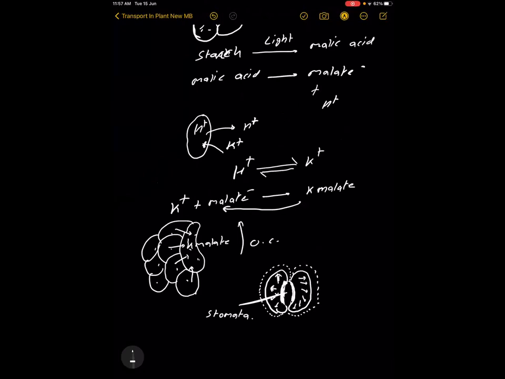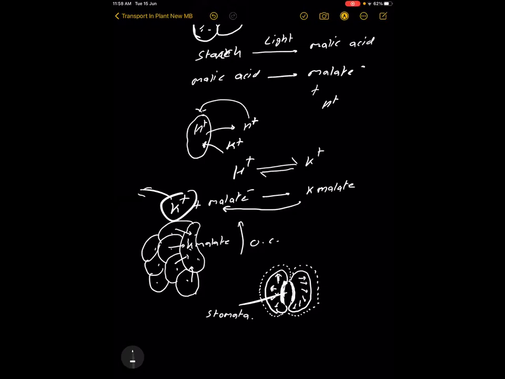Now this H ion enters the cell, and it combines with the malate to form malic acid and finally starch. And potassium ions are pushed out. Because of this, the water molecules move out and the cell becomes flaccid. Stomata are closed.